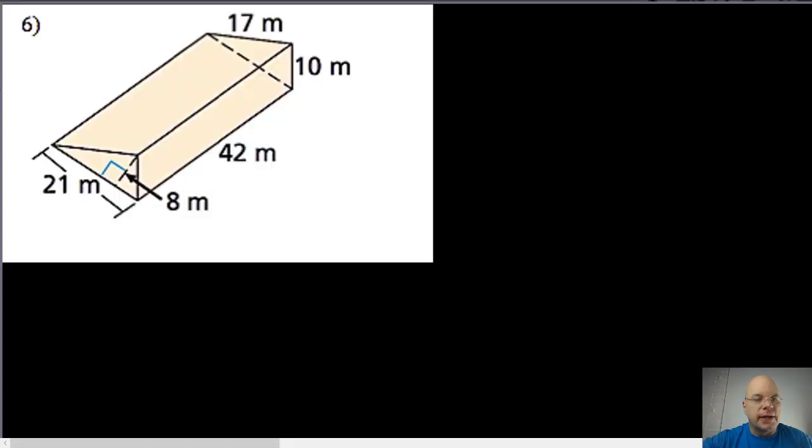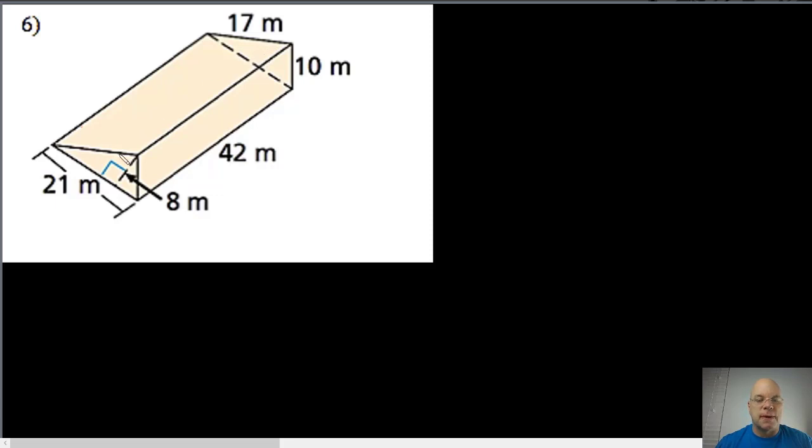We're practicing calculating surface area of prisms and cylinders on tonight's homework. Here we have a triangular prism. I know that it's a prism because it has two faces that are parallel and congruent, these two triangular faces. And so those are the bases of the prism.